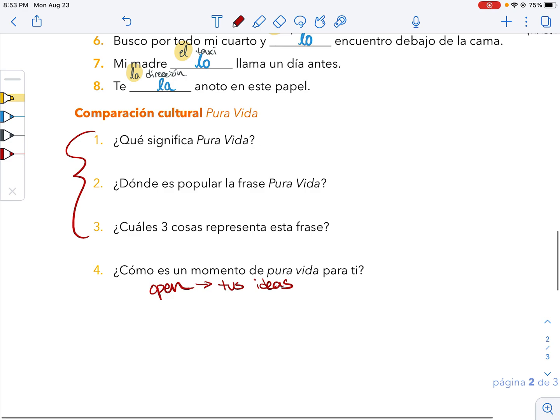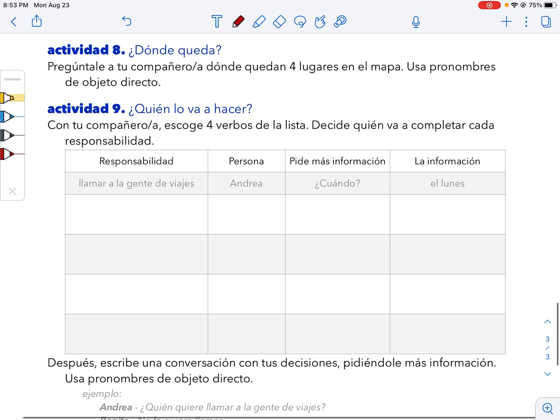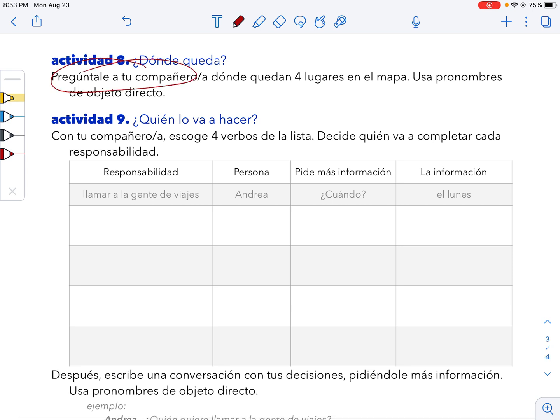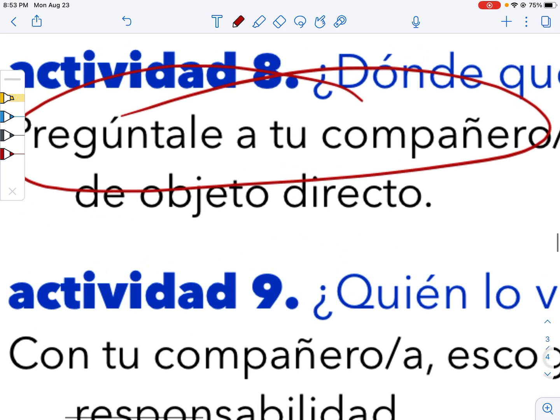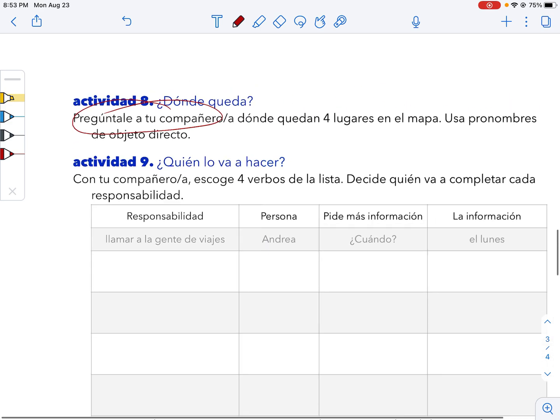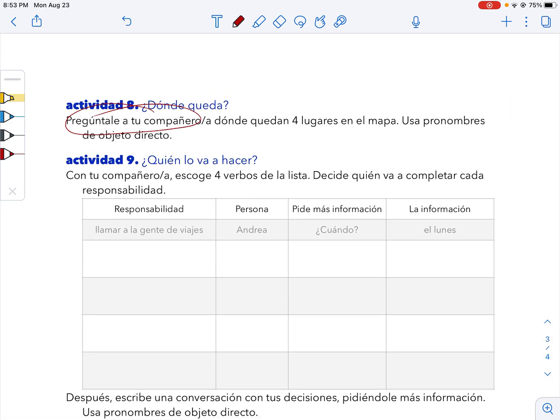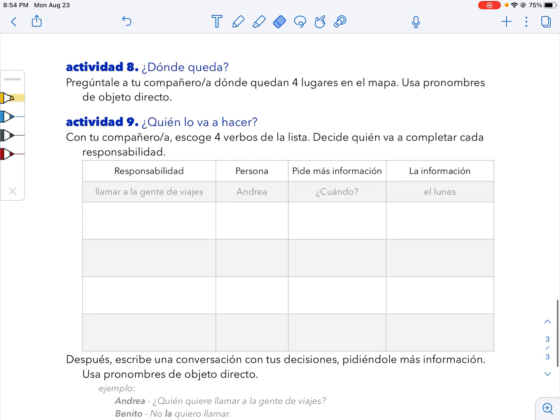Okay, Actividad 8 is a talking practice. So you're going to talk with your partner. Pregunta a tu compañero a dónde están esos lugares en el mapa. You got to look at the map in your textbook and you'll think of a place. You'll describe where it is in relation to other places and then fill it out. So we're going to do that as a talking activity. If you are doing this at home, then talk to yourself or talk to your plant or call up a friend who also speaks Spanish and work with them. Or you can visit during tutorial.